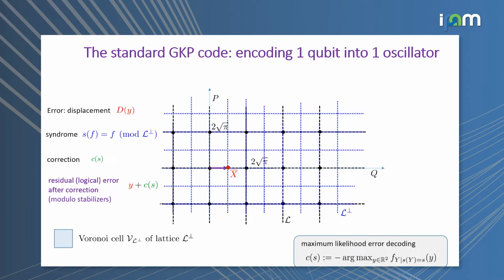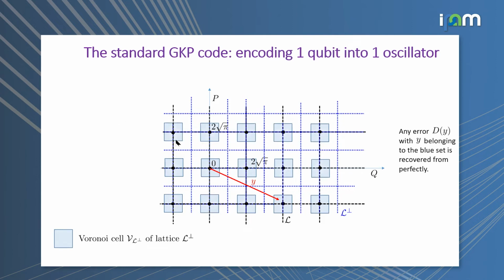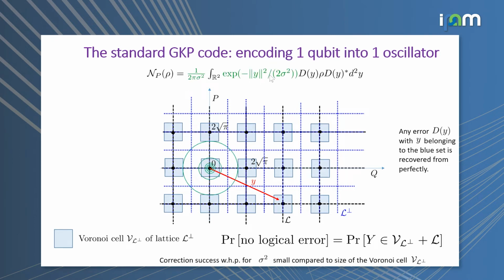Now you can think about which original displacements, y, don't lead to an error for a given decoder. And what you find is that this is given by this blue region. So you take the Voronoi cell and you displace it by lattice vectors of the lattice L. As long as the original displacement y belongs to this blue set, you don't get a decoding error. And so once you have this, you can compute probabilities of correctly decoding. For example, if the noise is Gaussian noise with variance sigma squared, then as long as the variance is small compared to the size of this Voronoi cell, then with high probability you actually correct this error. Okay, so this should hopefully give you some intuition about what we're going to do next.